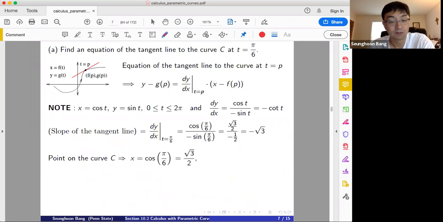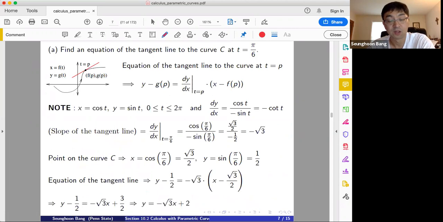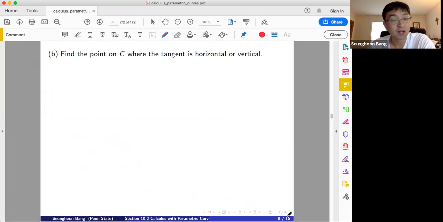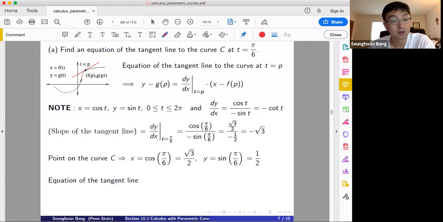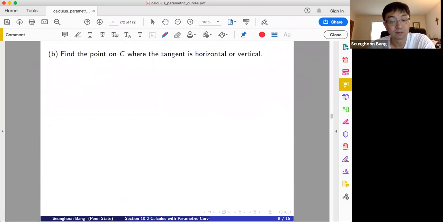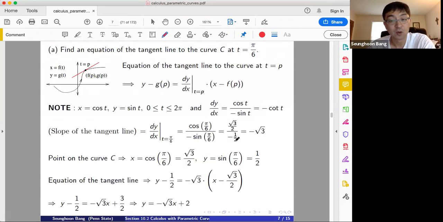Yeah, we have it. So we have this kind of thing. Second one, find the point on C where the tangent is horizontal or vertical. We are going back to slope. What's the slope here? The slope dy over dx is the cosine of t over negative sine of t. So what's a horizontal tangent line?